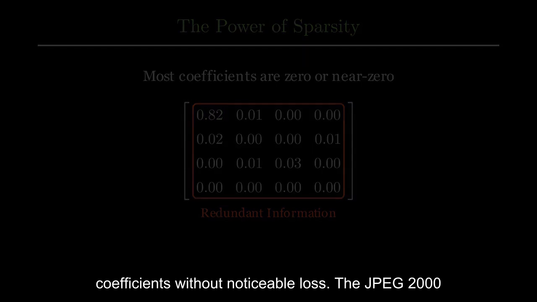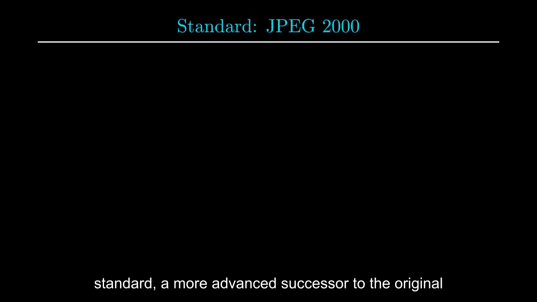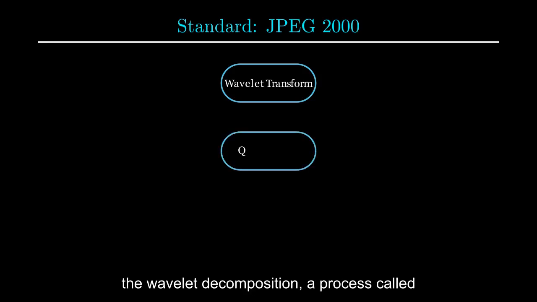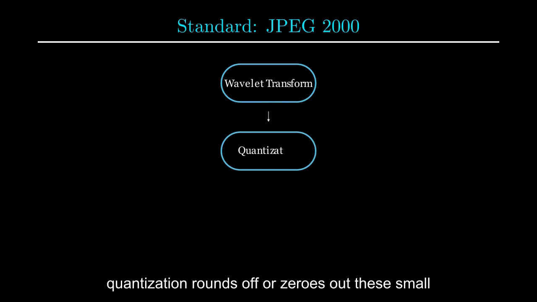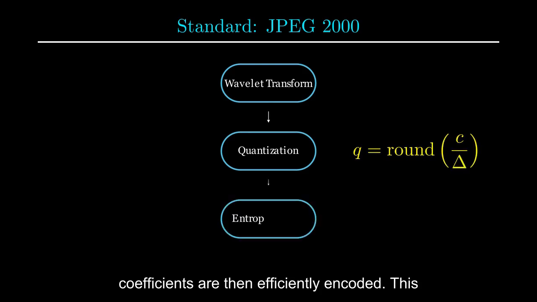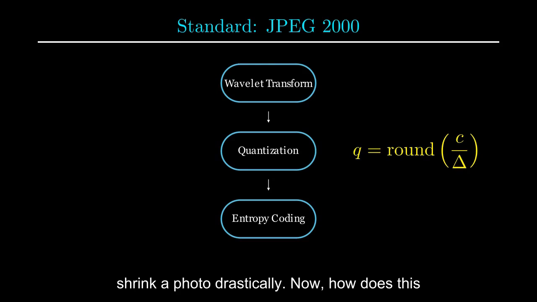The JPEG 2000 standard, a more advanced successor to the original JPEG, explicitly leverages wavelet transforms. After the wavelet decomposition, a process called quantization rounds off or zeroes out these small coefficients. The remaining, more important coefficients are then efficiently encoded. This intelligent discarding of information is why you can shrink a photo drastically.